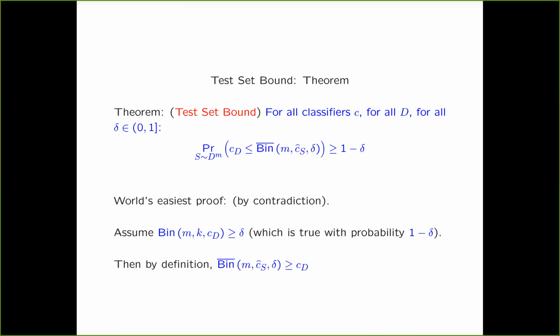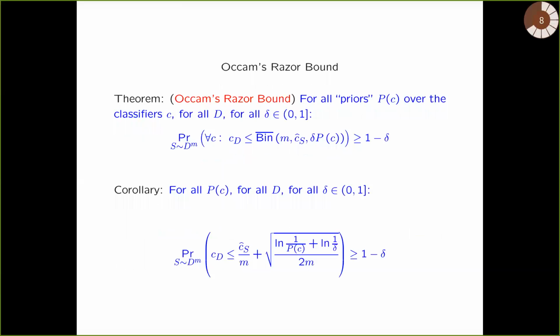Okay, so one step further is this Occam's razor bound. So this is slightly more complex. We have a set of classifiers. We're going to put a prior over the set of classifiers. So we're going to say the probability of classifier 1 is 0.1, the probability of classifier 2 is 0.2, and so forth. So we have a distribution over those classifiers which sums to 1.